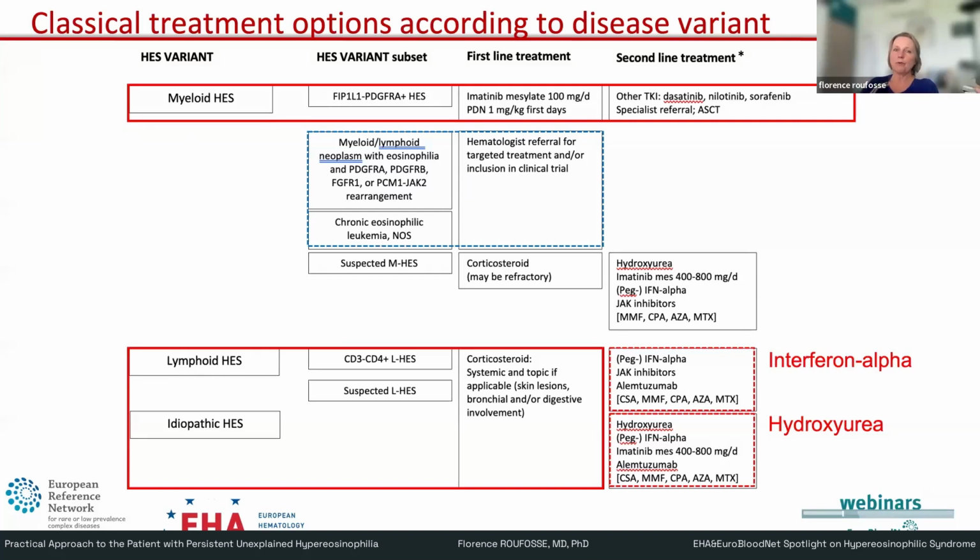In a patient who has lymphoid variant hypereosinophilic syndrome, this is data that I showed previously in the second webinar, if I'm not mistaken. These patients respond particularly well to interferon alpha. Interferon alpha acts not only directly on the eosinophils, but also on the clonal T cells, which are driving disease. So it's a very, very interesting treatment option. Unfortunately, in Belgium, absolutely unavailable for these patients. They have to pay for it from their own pockets if they want to take it.